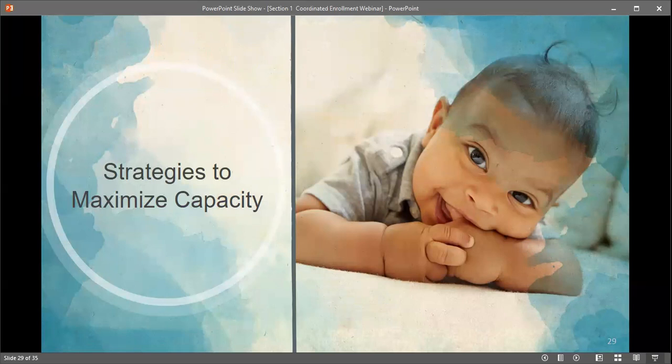Now we're going to move on to a section. We're just going to go through a few slides that focus on different strategies that we've actually seen work across the state, where networks have improved their access by maximizing the capacity of their system. We're just going to share some of those strategies with you today.